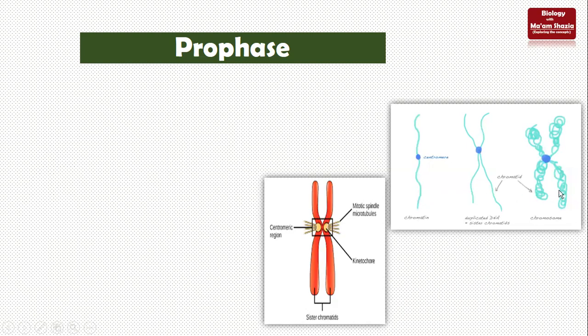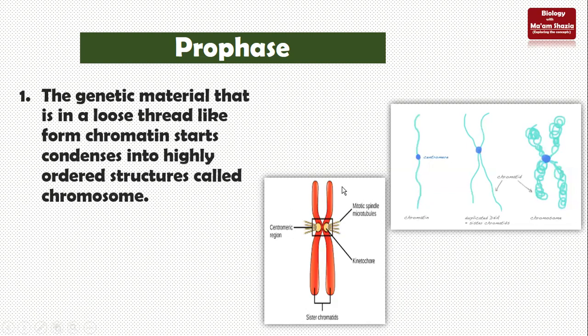And what about this? This is a condensed form of chromatin. We will see the genetic material that is in a loose thread-like form, chromatin, starts condensing into a highly ordered structure called a chromosome. This is the highly ordered structure, right? That is what is called a chromosome, and it is formed by condensation, by removing the spaces between the chromosomes. Basically, the chromatin coils and keeps on coiling on itself, forming a highly ordered structure, which is called the chromosome.